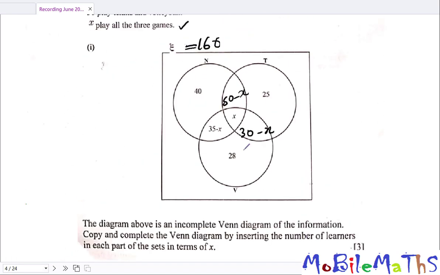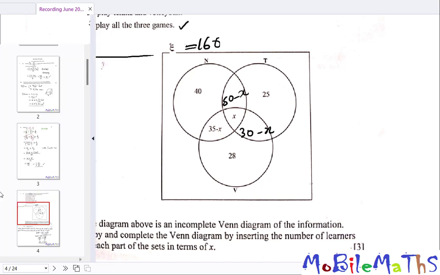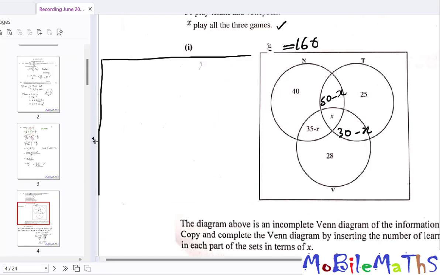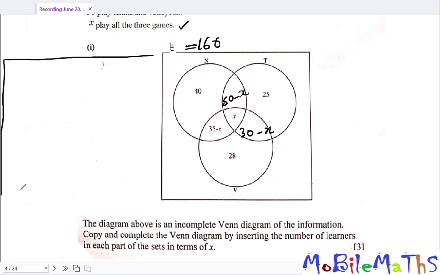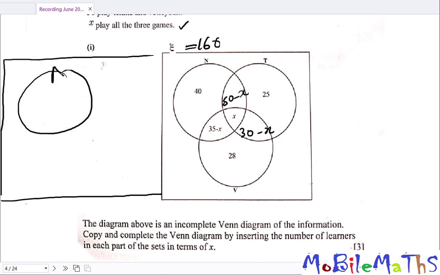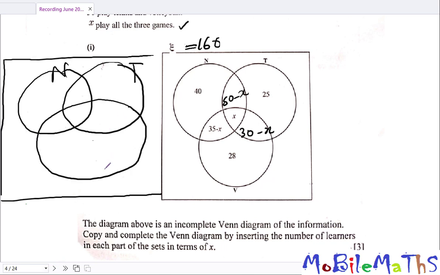at the center here, if we were to redraw the Venn diagram, let me just redraw it on the side here. I've got my netball, intersecting there my tennis, and then intersecting there down my volleyball. The 40 we know is not going to change, so I'll just write it as it is. So I've got 40, 28, and 25, they are not going to change.